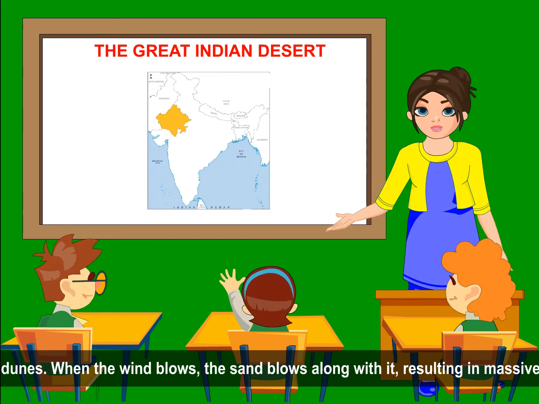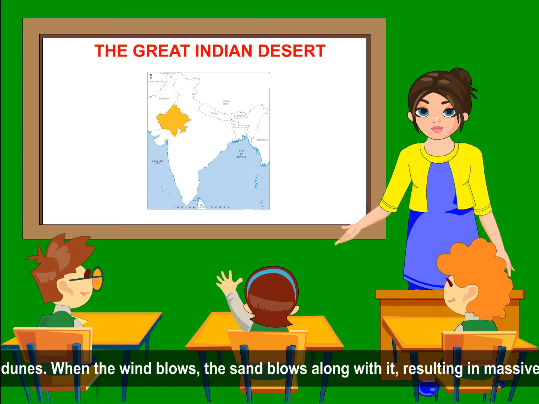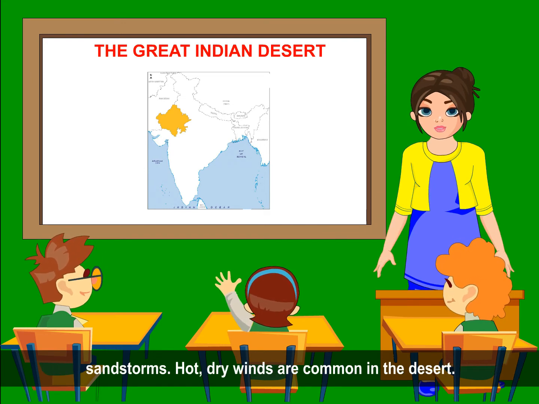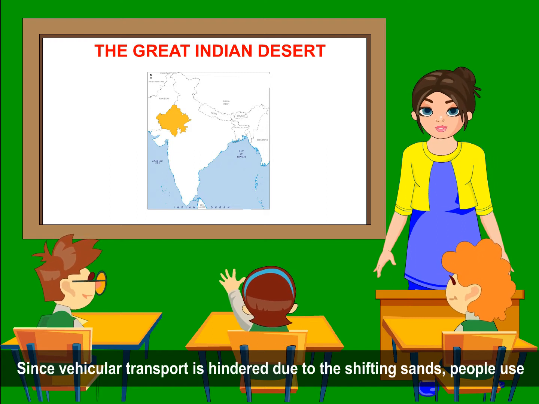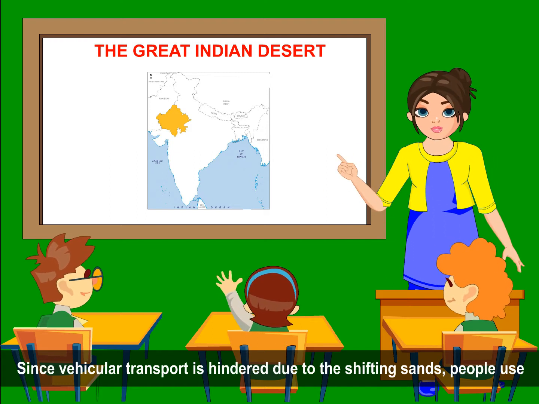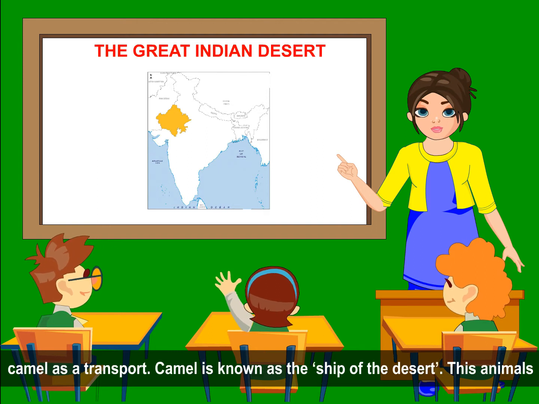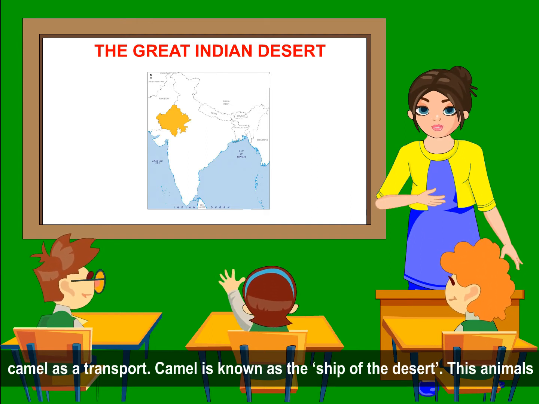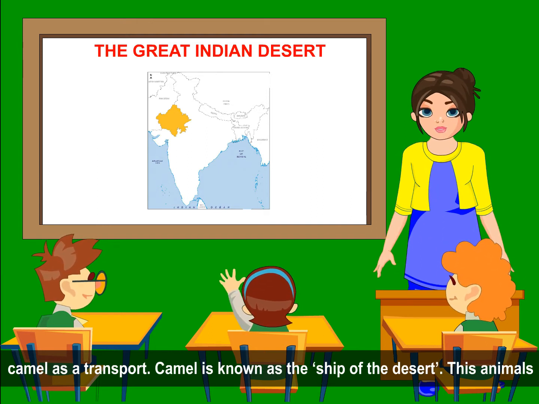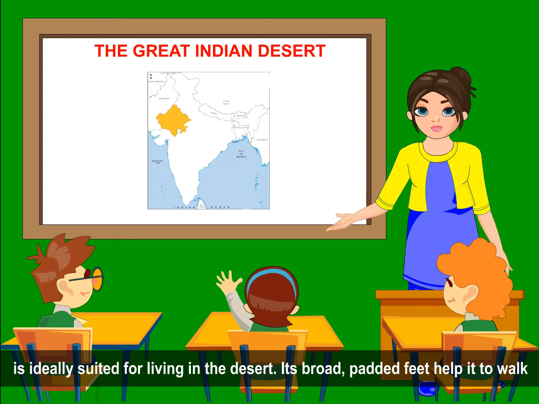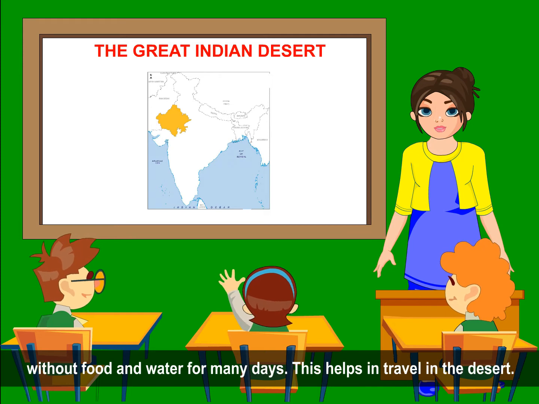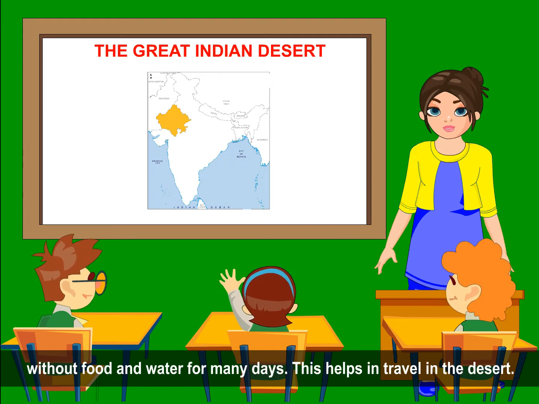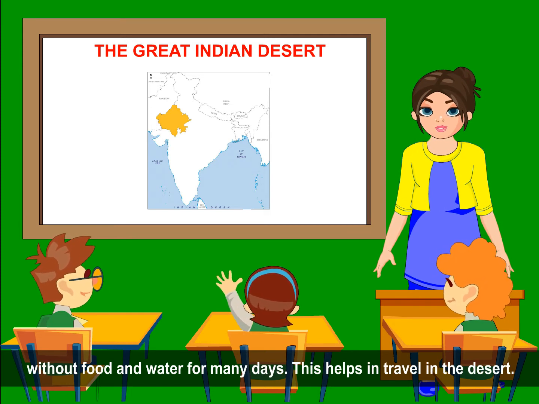When the wind blows, the sand blows along with it, resulting in massive sandstorms. Hot, dry winds are common in the desert. Since vehicular transport is hindered due to the shifting sands, people use the camel as transport. The camel is known as the ship of the desert. This animal is ideally suited for living in the desert. Its broad, padded feet help it to walk without food and water for many days. This helps in travel in the desert.